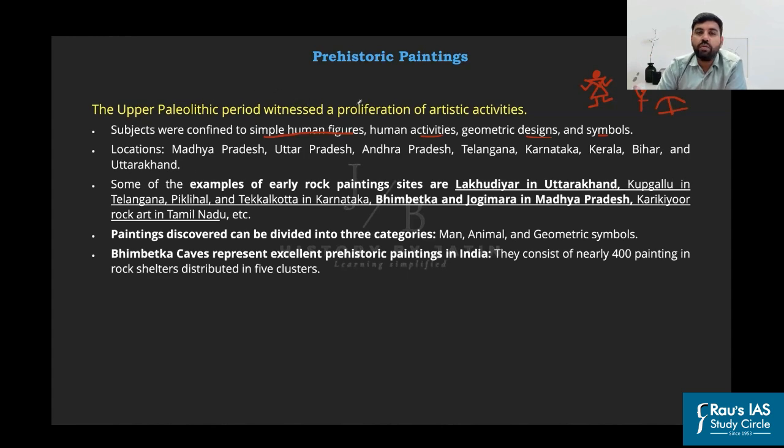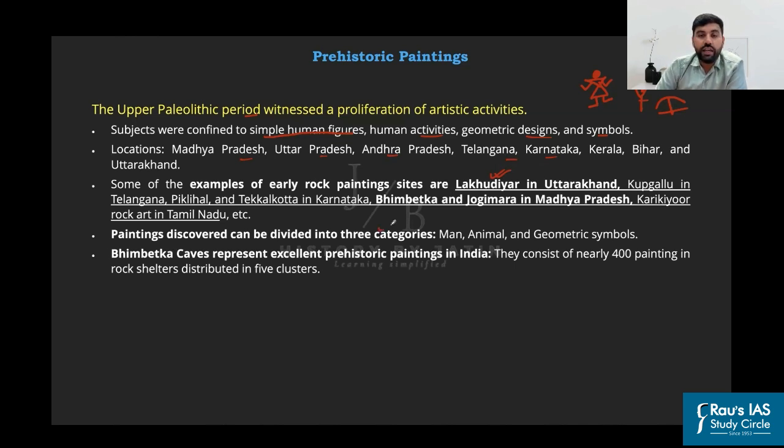So if they ask a question which they have already asked in the previous PYQ, guys, these are Upper Paleolithic and Mesolithic paintings. Location: Madhya Pradesh, Uttar Pradesh, Andhra Pradesh, Telangana, Karnataka. The most important one is Lakhudiyar. Lakhudiyar means 1 lakh caves. It's in Uttarakhand. Also Kupgallu, Piklihal, Tekalkota and Bhimbetka, Jogimara caves in Madhya Pradesh, all these are examples. Just remember any two of them. I would say Lakhudiyar and Bhimbetka would be enough for you to understand.